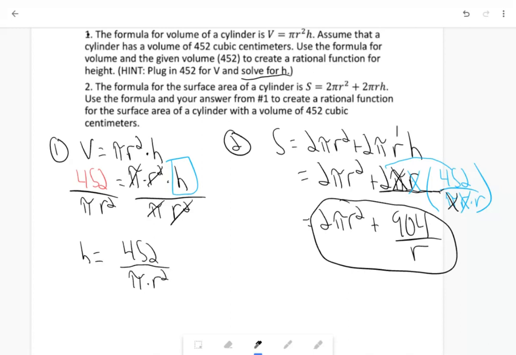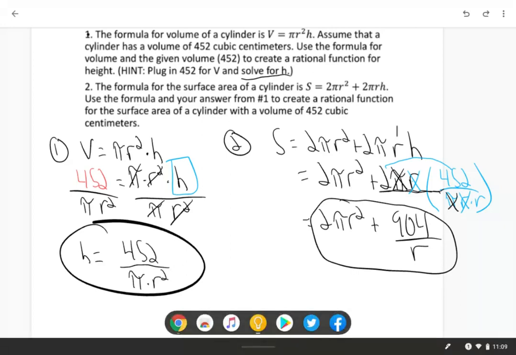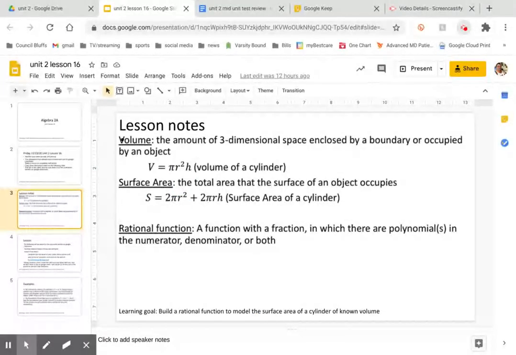Essentially what happened here is I ended up doubling my given volume of 452, and that was in the numerator, and the radius, r, was in the denominator. So this right here is your answer to number 1, and this right here is your answer to number 2. Your cooldown tonight is going to look very similar to this. Obviously, the numbers are going to be different, but if you paid attention to this, you should be able to answer your cooldown for tonight.